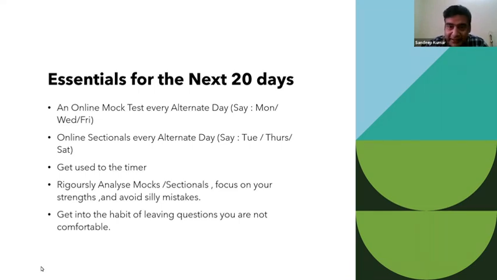So the next 20 days, the primary thing is to focus on your strengths. One very, very important habit that all of you need to inculcate is to get into the habit of leaving questions. A topic that you have not been comfortable in the last 6 months of preparation or in the last 1 year of preparation, don't try attempting it in the final 2 hours of the CAT paper. That would be detrimental to you doing well. Absolutely not needed.